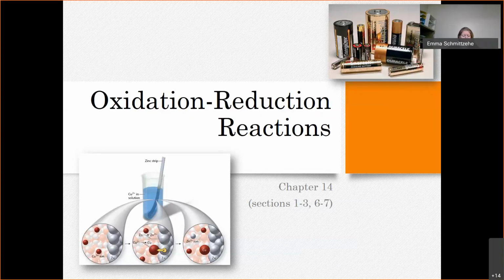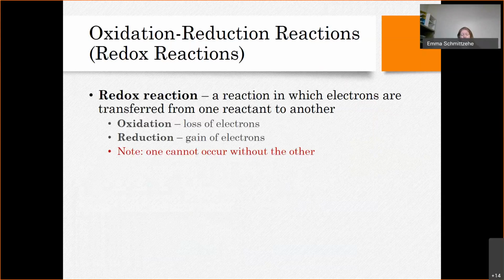So let's get going today on oxidation reduction reactions, or redox reactions. So that's what we want to talk about now. Here we go. So a redox reaction is a reaction that involves a transfer of electrons from one reactant to another. So it's a little bit different than a typical chemical reaction. Typical chemical reactions involve breaking bonds and forming bonds.